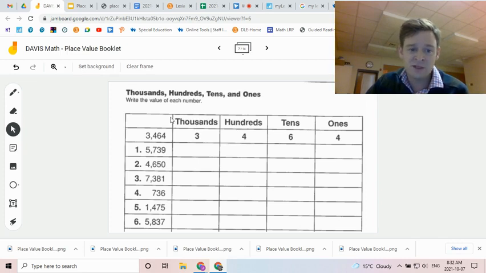So in this example first number, we're just identifying what number is in each place. So 3,464, we have 3 thousands, 4 hundreds, 6 tens, and 4 ones, and that's how you see the chart created. So you could use text box or sticky notes to finish that page.